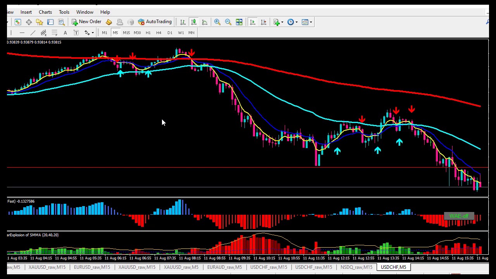This will help you to stay long in the direction of the trend and not to trade against the trend. So this is how to use this particular strategy.